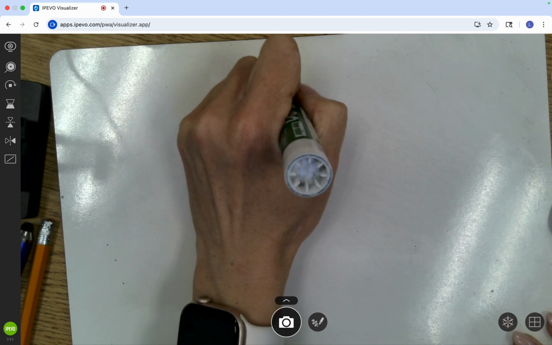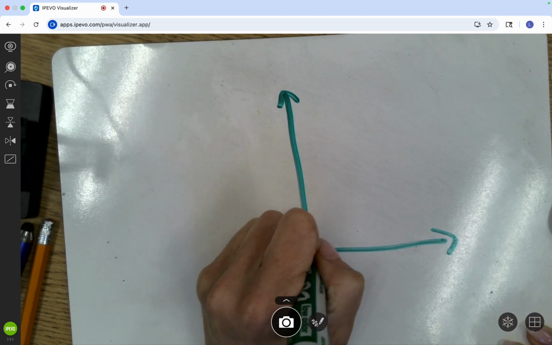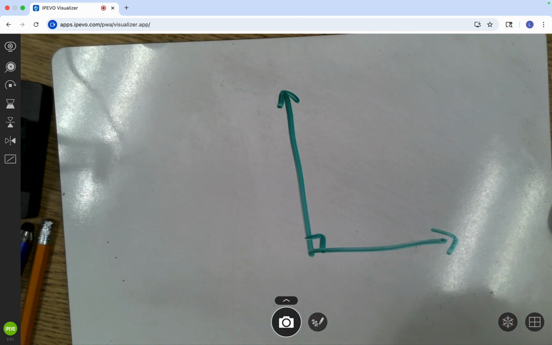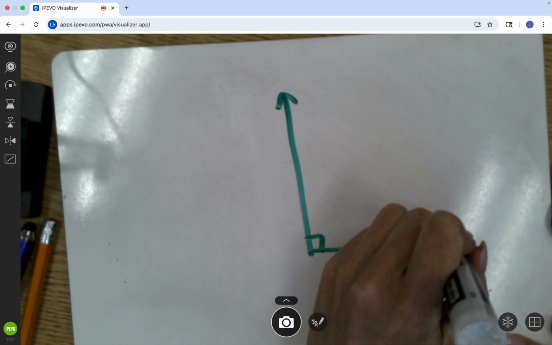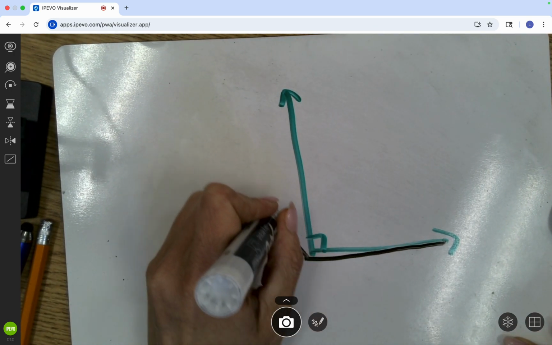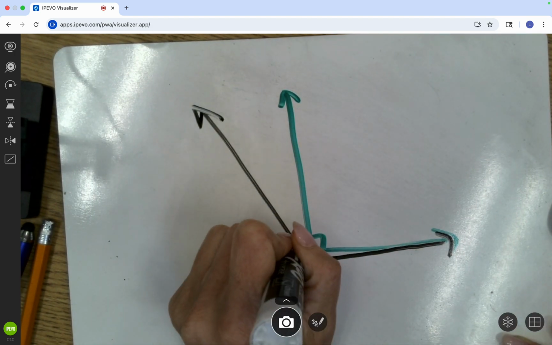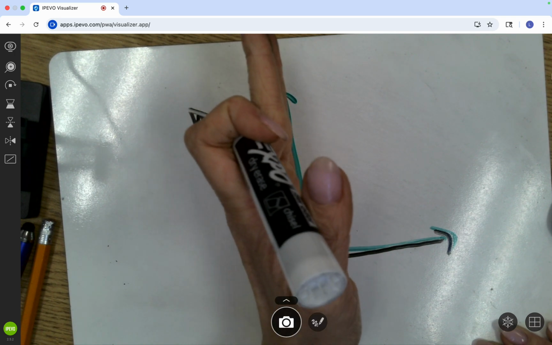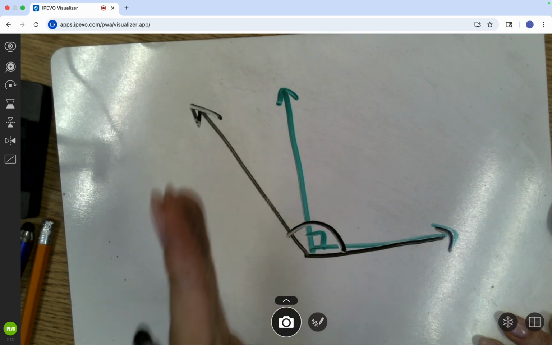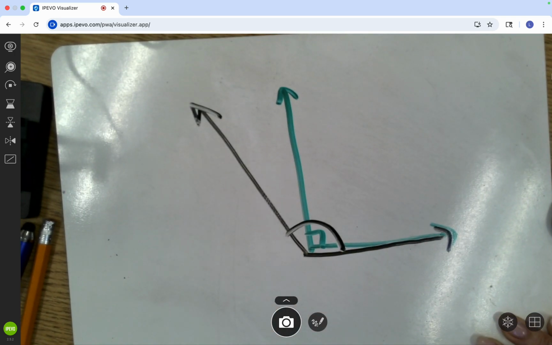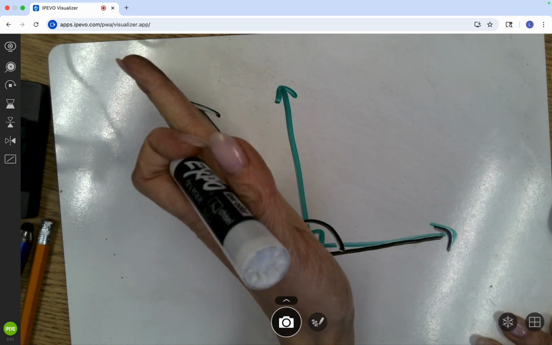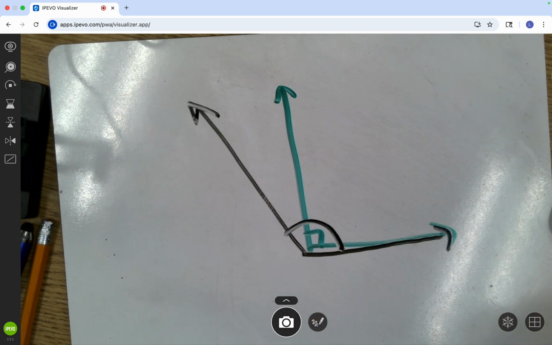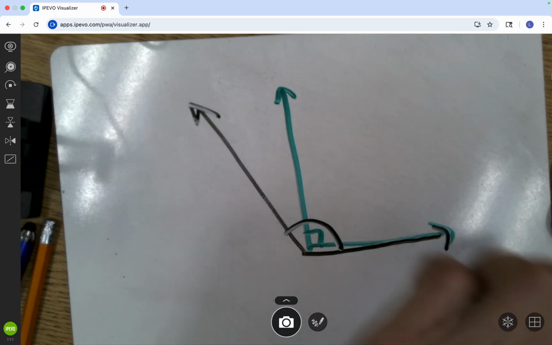Then I just want to show you the 90 degrees just as a reference point. Then if we have an angle that is larger than 90 degrees, it's going to be greater than 90. So it's going to measure as a number larger than 90. So here it would be about like 120 degrees, okay? This is how we estimate.